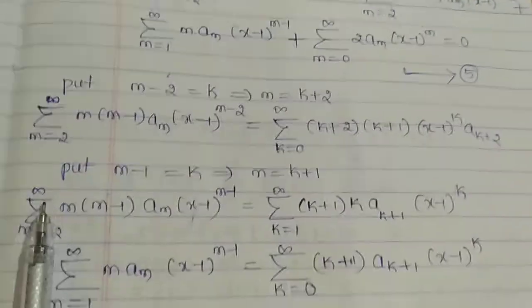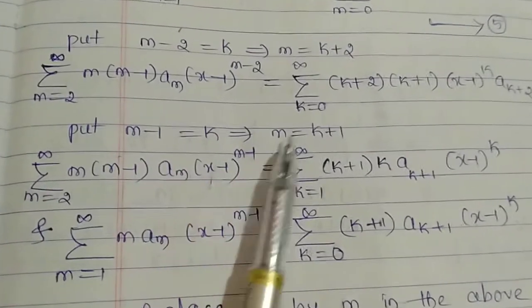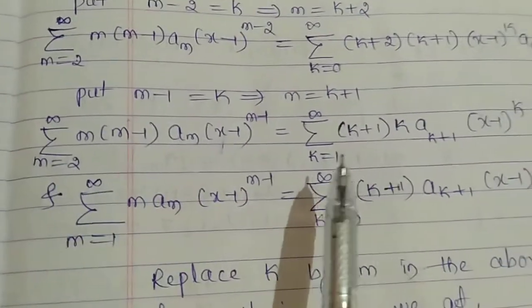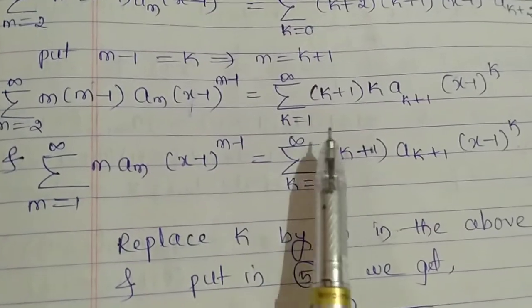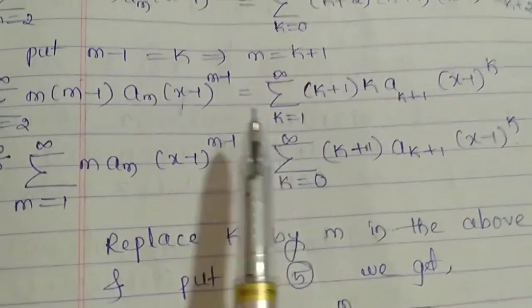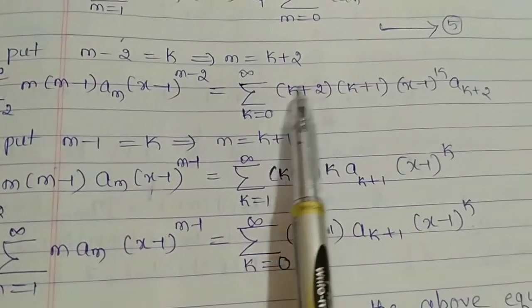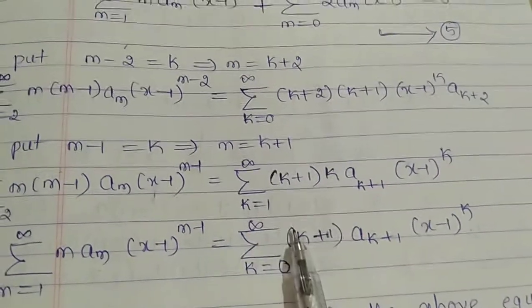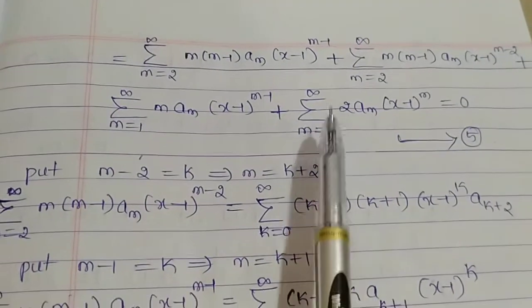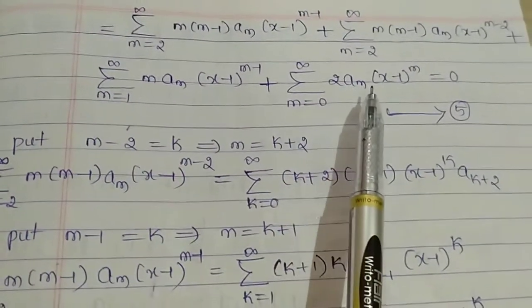And then if I substitute m minus 1 is equal to k, then m is equal to k plus 1. The summation will vary from k is equal to 1 to infinity, and this summation will vary from k is equal to 0 to infinity. And then I have to replace k by m in all these equations and substitute in equation number 5. So what will happen to equation number 5?